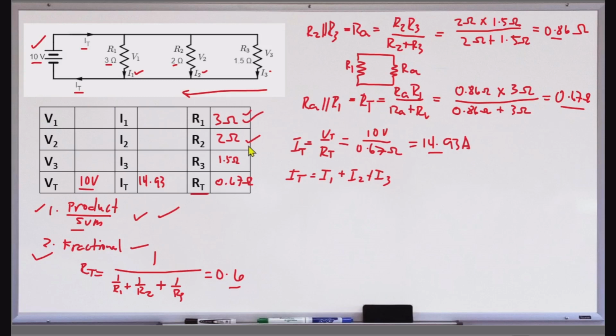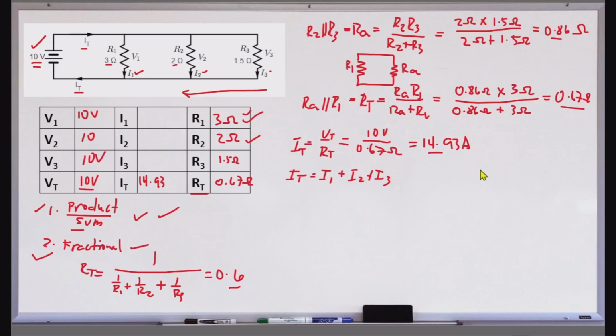Now, for voltages, whatever the total voltage is, that is also the same value for the individual voltage along this parallel circuit. So if the total voltage is 10 volts, V1 in this component is also 10 volts. V2 is also 10 volts. V3 is also 10 volts.